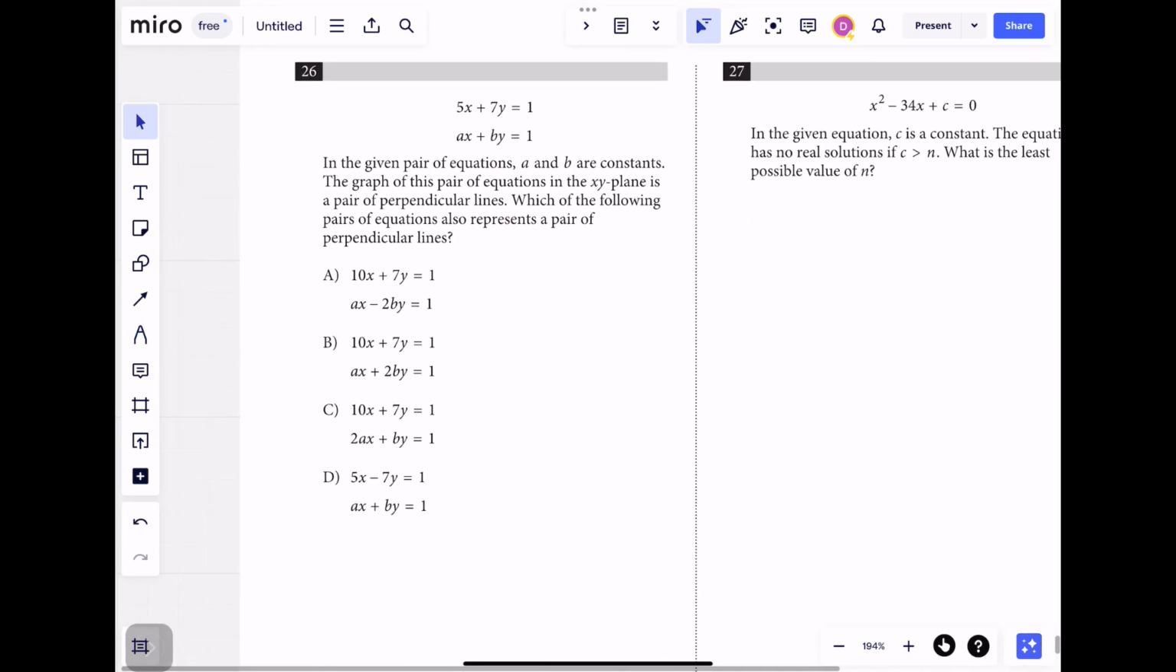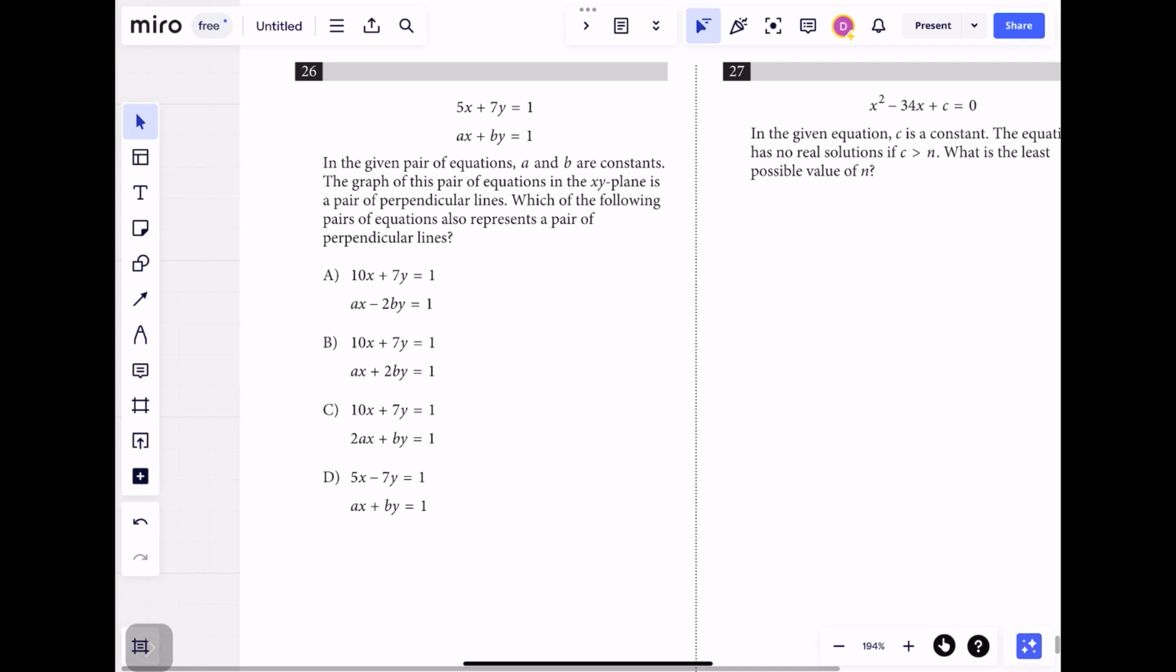In the given pair of equations, a and b are constants. The graph of this pair of equations in the xy plane is a pair of perpendicular lines. Which of the following pairs of equations is also a pair of perpendicular lines? Okay, so you can find out what the slope of a perpendicular line is.